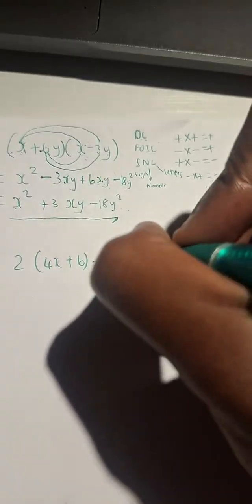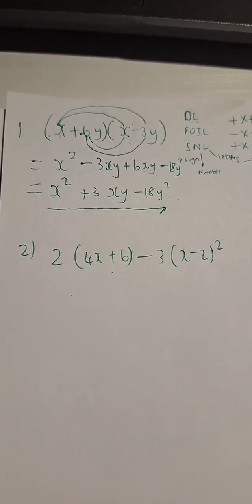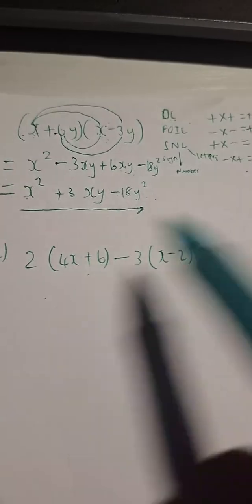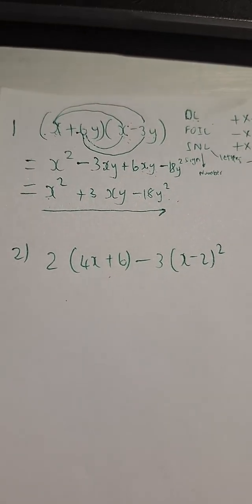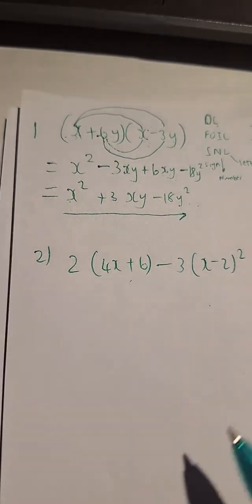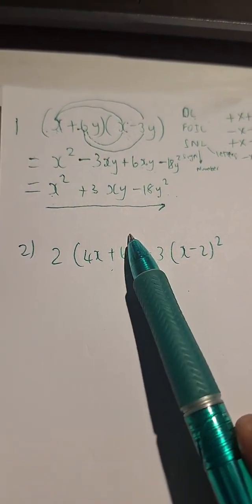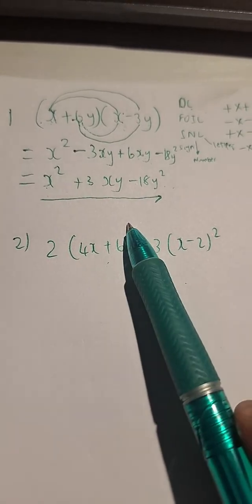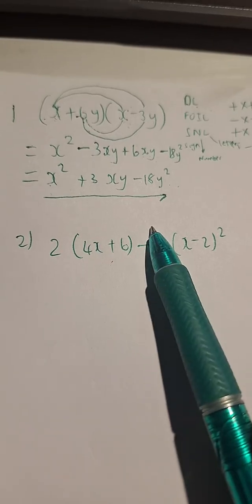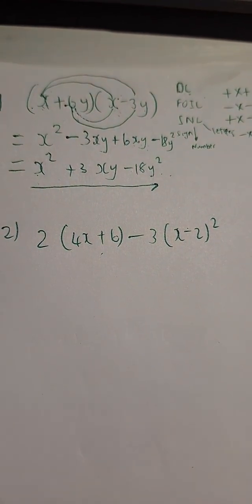Next question. 2 into 4x plus 6 minus 3 into x minus 2, the whole thing squared. Same question. Expand and simplify the following. So first things first. We first need to establish how many terms we have in the expression. So how many terms do we have in the expression? We have 1. This is one term. Then this minus sign separates. This is 2 terms. So we have 2 terms in the expression.